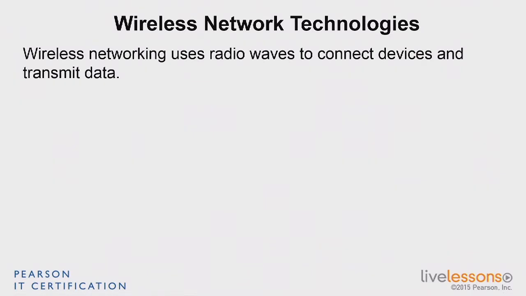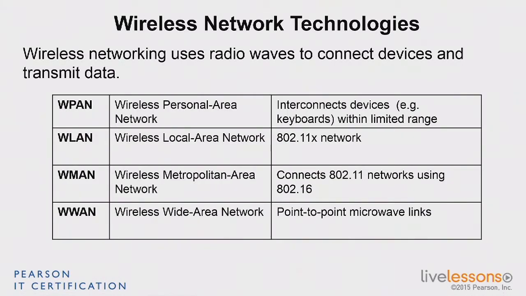Wireless networking uses radio waves to connect devices and to transmit data. There are 4 types of wireless networks that you need to be familiar with. The first is WPAN, which is our wireless personal area network. That interconnects devices, for example keyboards, within a very limited range.